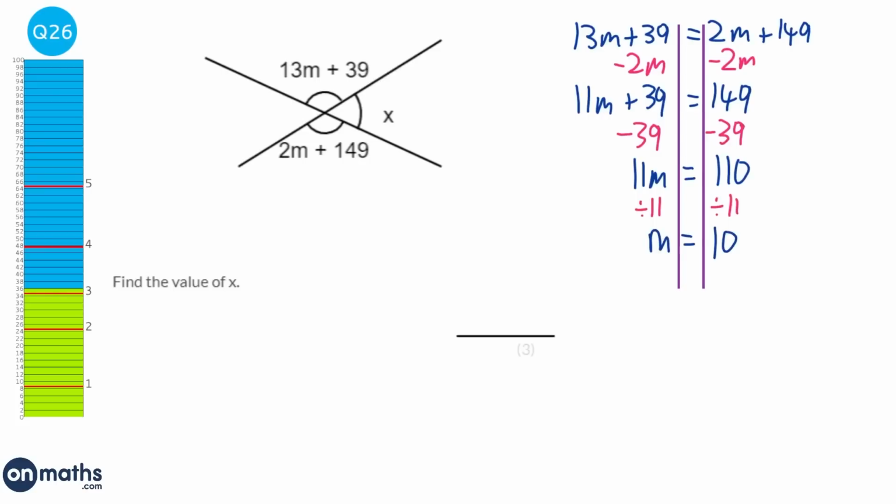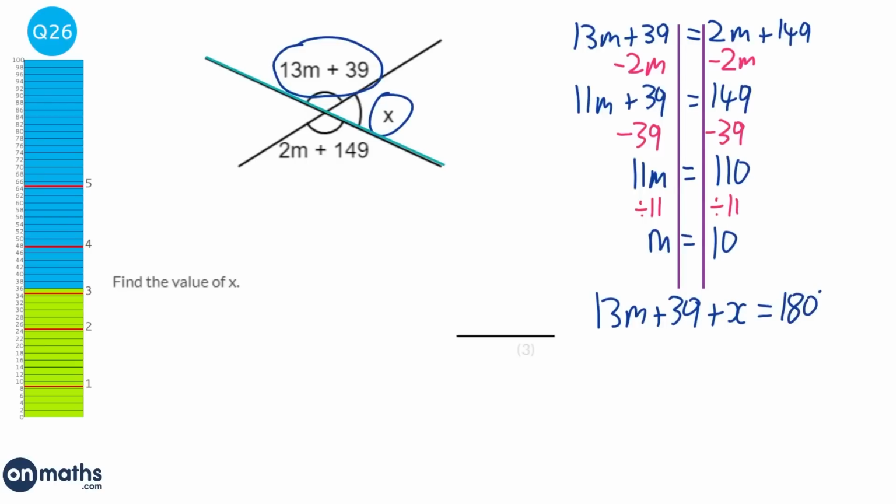So we know if m equals 10, we can then work out x. And the way we can do that is the fact that this one and this one are both on a straight line here. So we know that they've got to add up to 180. So let's write that down: 13m plus 39 plus x is equal to 180 degrees. I don't normally put the degrees in for the working out, I always put that in for the answer.